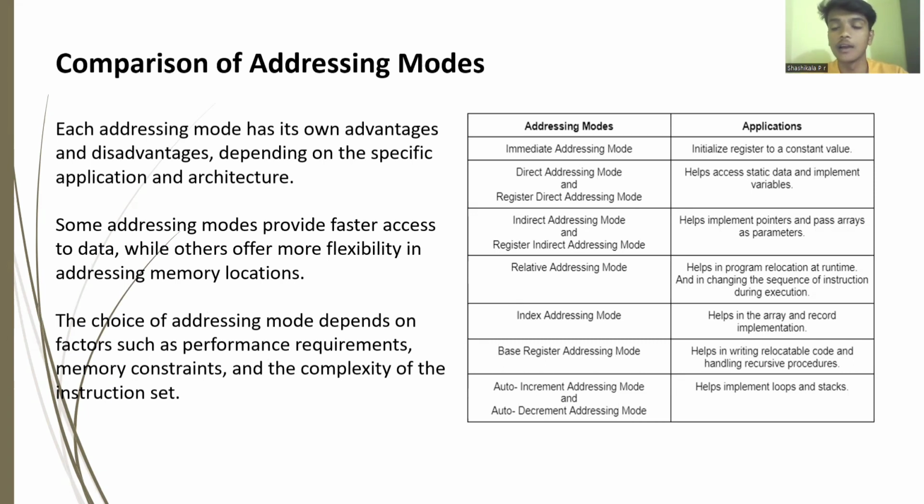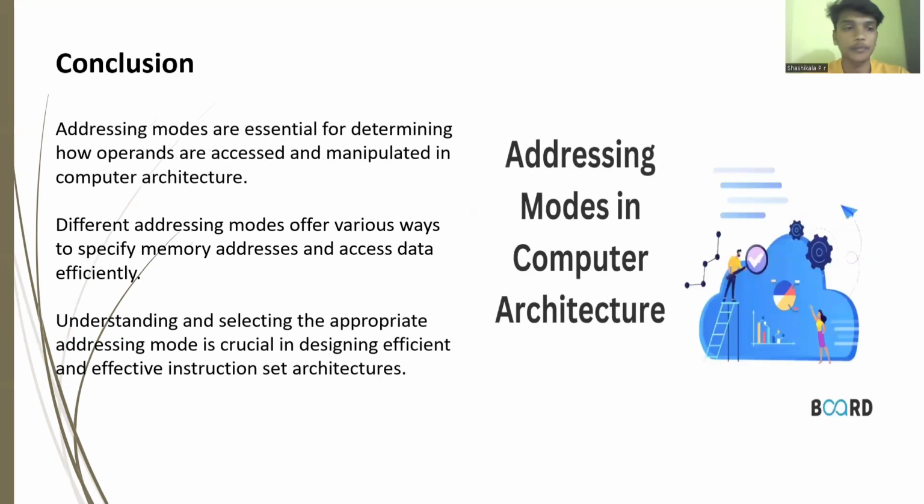Relative addressing mode helps in program relocation at runtime and in changing the sequence of instructions during execution. Base register addressing mode helps in writing relocatable code and handling recursive procedures.